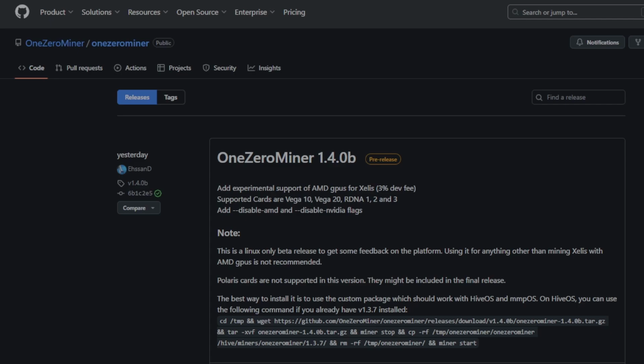Now, I do want to say that this is beta, so none of these numbers are going to actually blow you away, but if you were wondering what the first release of Onezero miner can do, I'll share it with you right here, and I have BC250s and BC160s being tested as well.